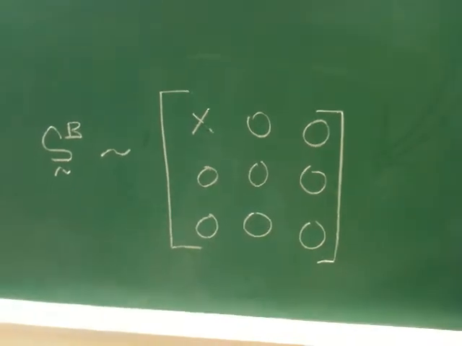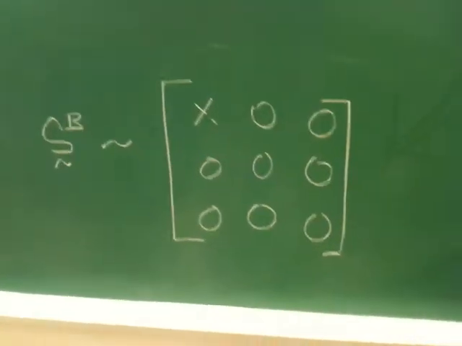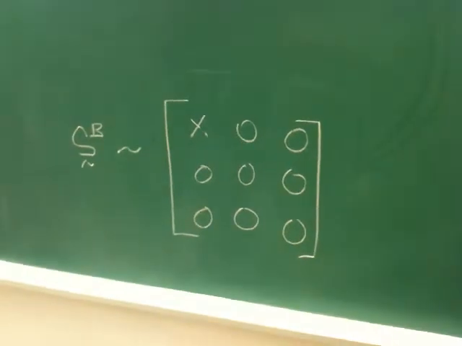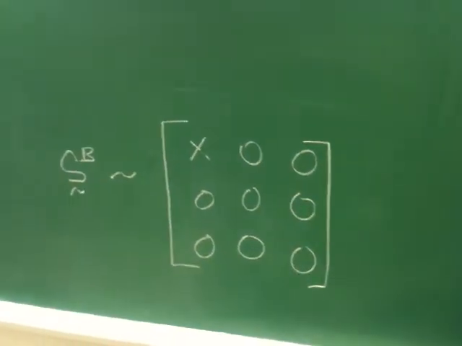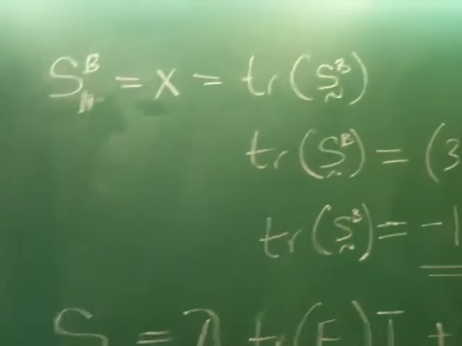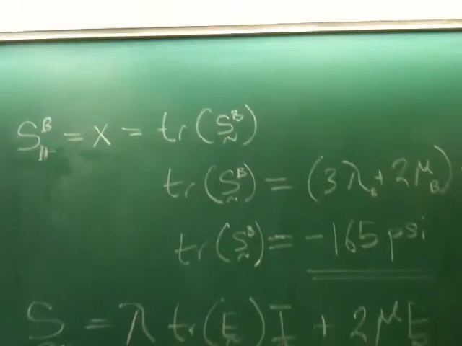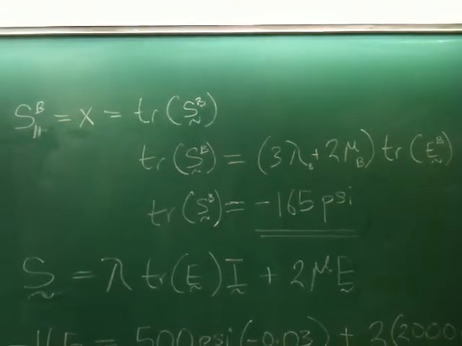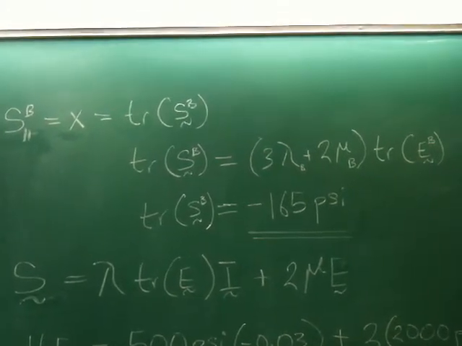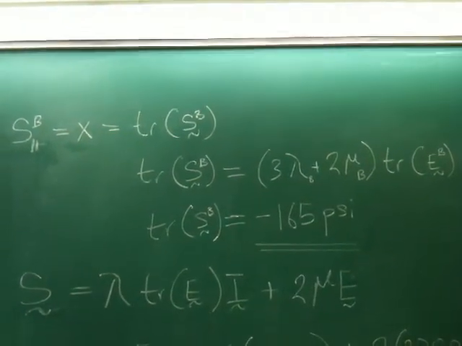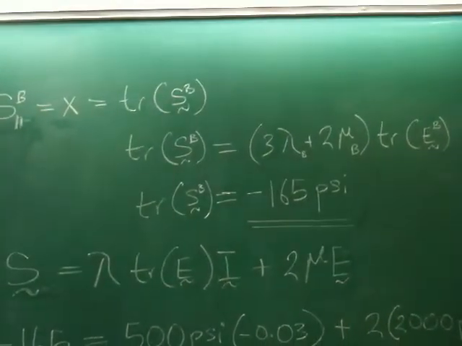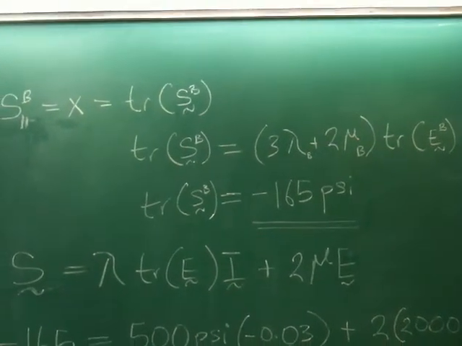And the stress tensor is represented as follows. Since it's a uniaxial stress, it has only one component and all the others are 0. And we know that the trace of the stress tensor and the trace of the strain tensor are related by that expression shown on the board. So using that, we find the stress component S11, which is the only nonzero component, to be equal to minus 165 psi.